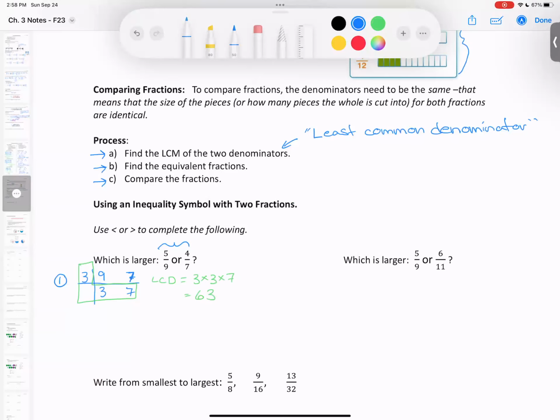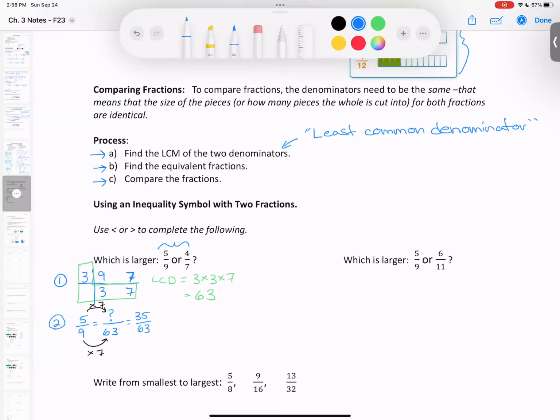So now what I'm going to do is find the equivalent fractions for each of my fractions with their new denominator of 63. So I've got 5/9. I want to find what number will that be over 63. Well, let's look at what we had to do to get from 9 to 63. To go from 9 to 63, we had to multiply by 7. That means we also have to multiply our numerator by 7. And so our answer here is going to be 5 times 7 gives me 35 over 63.